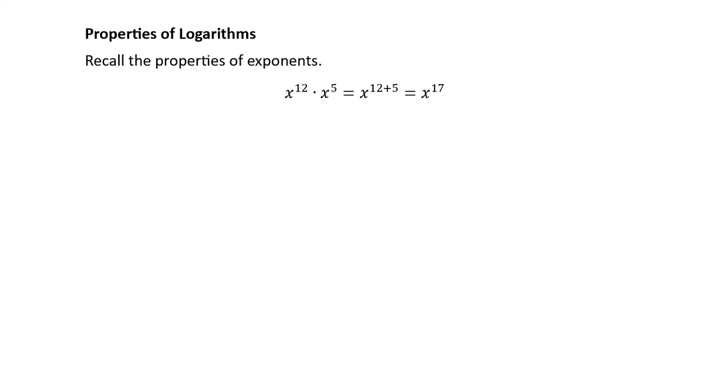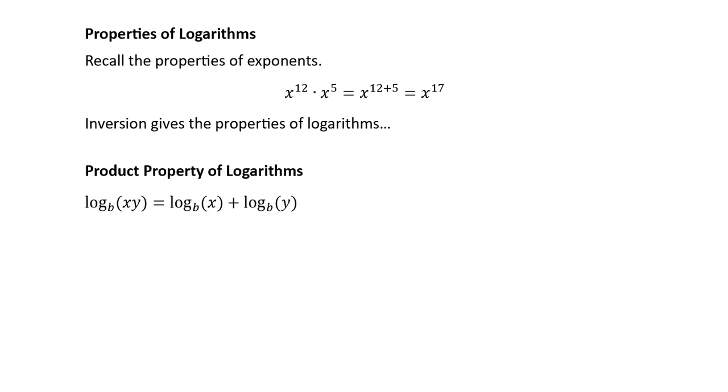x to the 12th times x to the 5th is equal to x to the 12 plus 5, which is x to the 17. This means when we are multiplying numbers of the same base, we add the exponents. Now, inversion gives us the properties of logarithms.